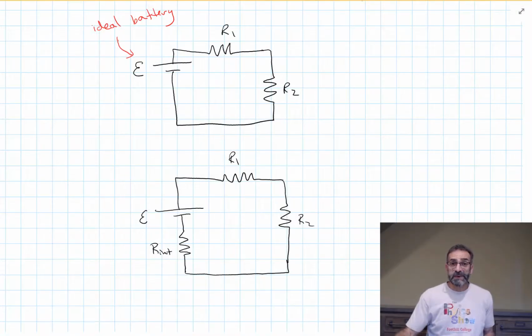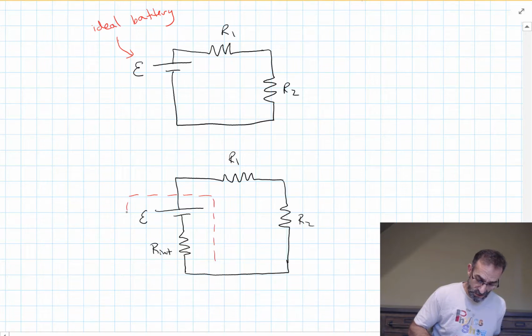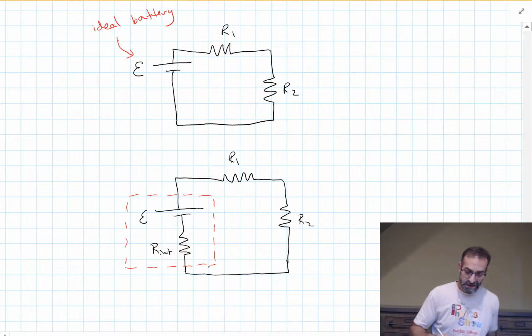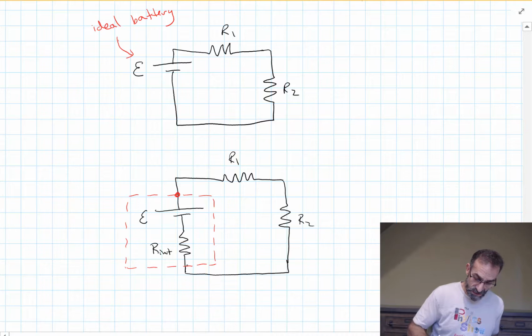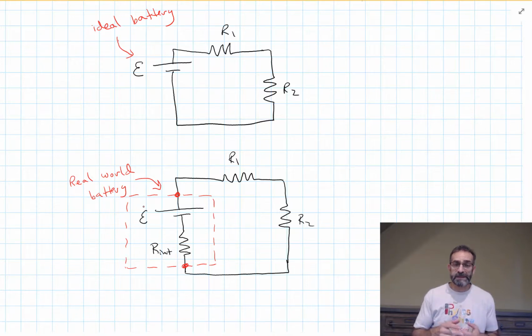The actual battery is this dashed line. It incorporates both the source of potential difference, the EMF source, and some internal resistance. And the terminals of the battery would be here. So we can take into account things like internal resistance of a battery or a power supply, resistance of a wire, just by adding another resistor to our circuit diagram equal to that resistance.